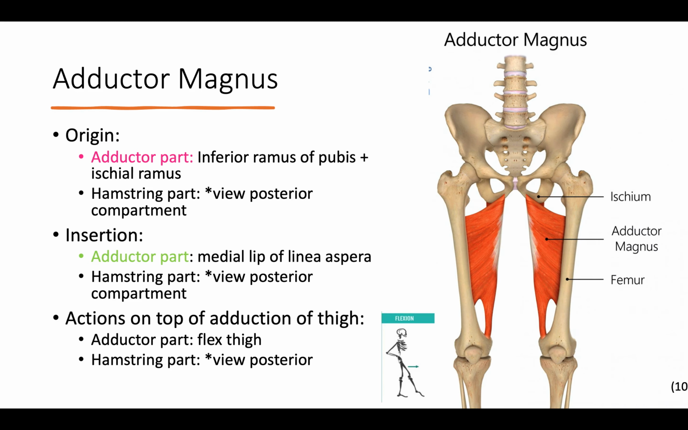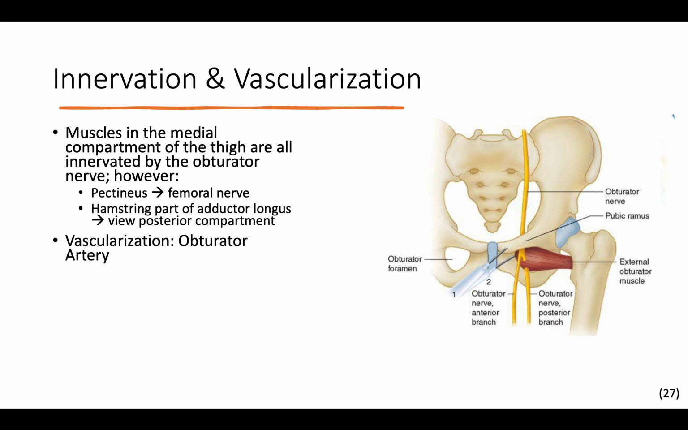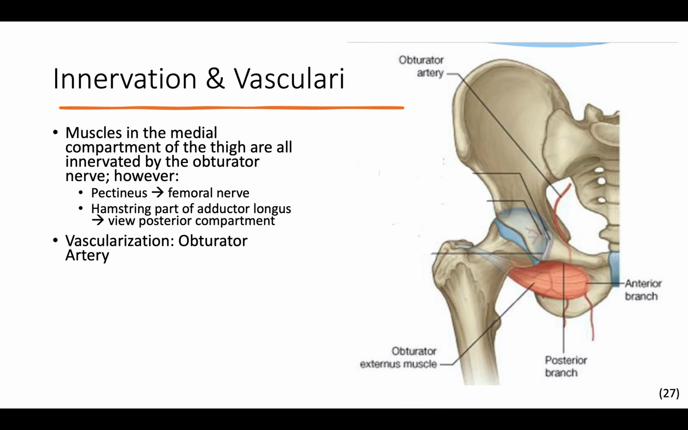The adductor magnus has two parts, the adductor part and the hamstring part. The adductor part originates from the inferior ramus of the pubis and inserts at the medial lip of the linea aspera. It flexes the thigh. Finally, muscles in the medial compartment of the thigh are all innervated by the obturator nerve. However, the pectineus is innervated by the femoral nerve. The vascularization is the branches of the obturator artery.